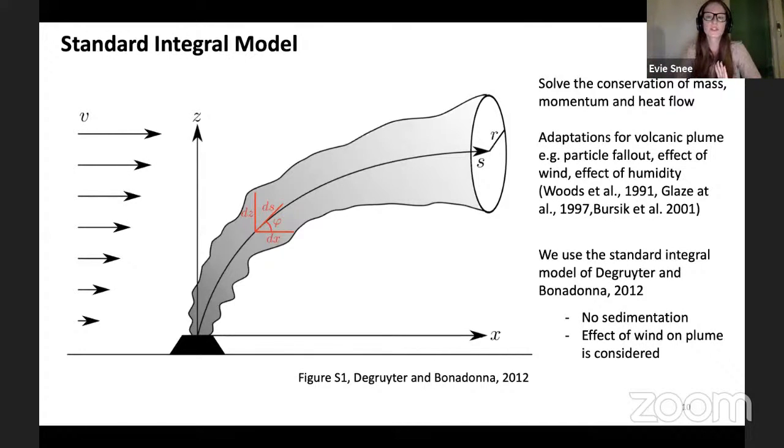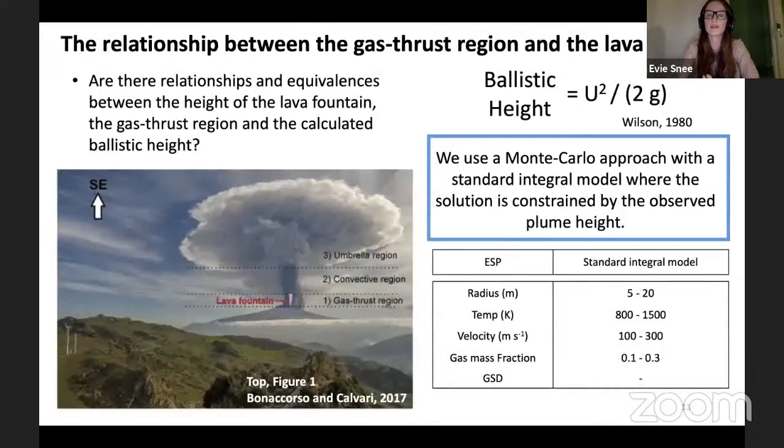Today, I will be using the standard integral model of Girault and Bonadonna from 2012. This plume model does not have sedimentation, but it does consider the effect of wind on the plume rise. So let's jump in to looking at application of this model to Mount Etna.